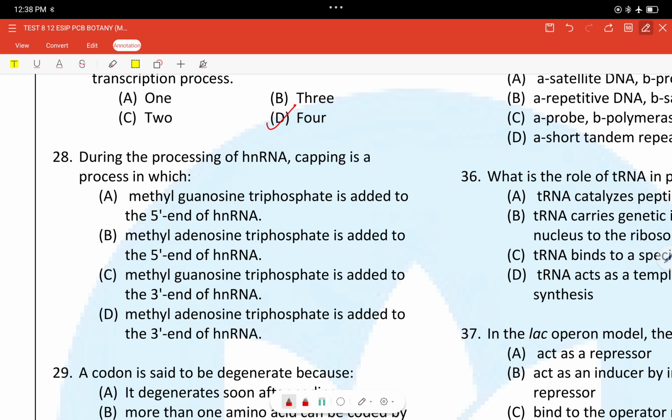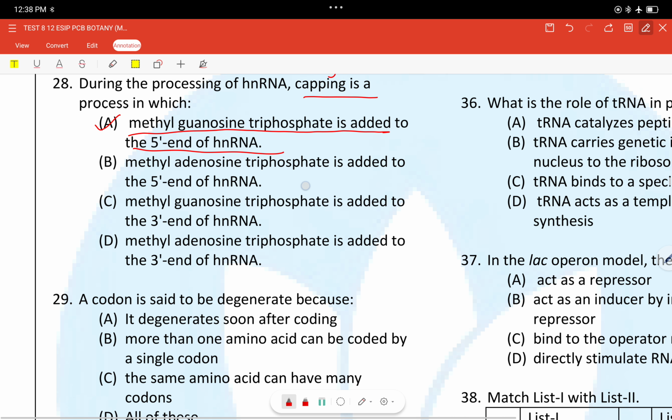4 is the answer. During the processing of hnRNA, capping and tailing, both processes happen. Capping is done at the 5' end, and at the 5' end there is addition of methylated guanosine triphosphate. So the answer is methylated guanosine triphosphate is added to the 5' end of hnRNA.